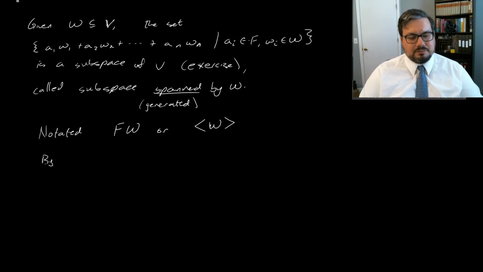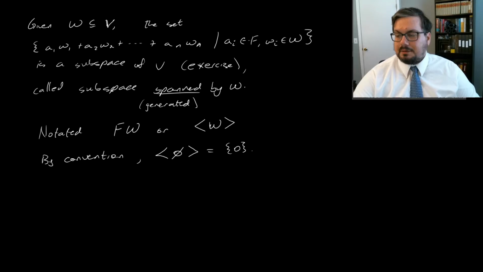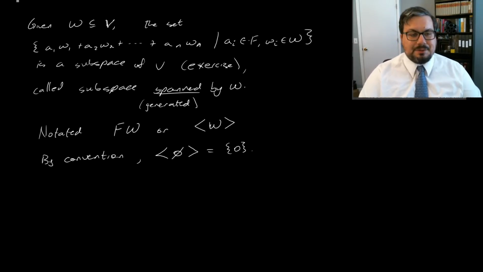By convention, the subspace generated by the empty set is just the subspace consisting of the single element 0. All right, so we've got an idea of linear independence. We've got an idea of a subspace spanned by a set of vectors. Let's see some examples of these.